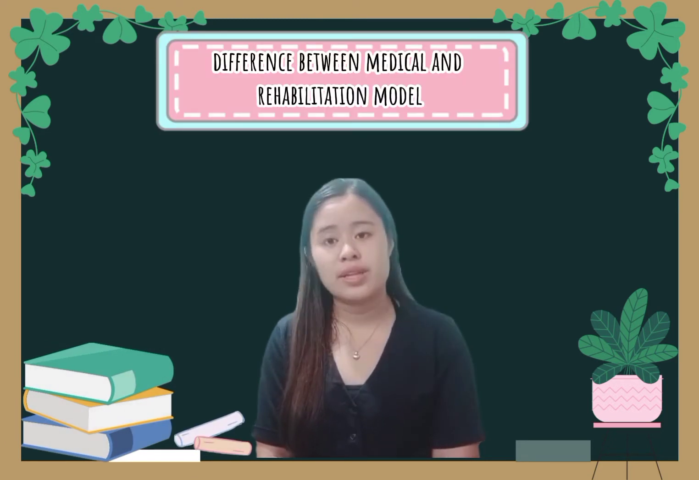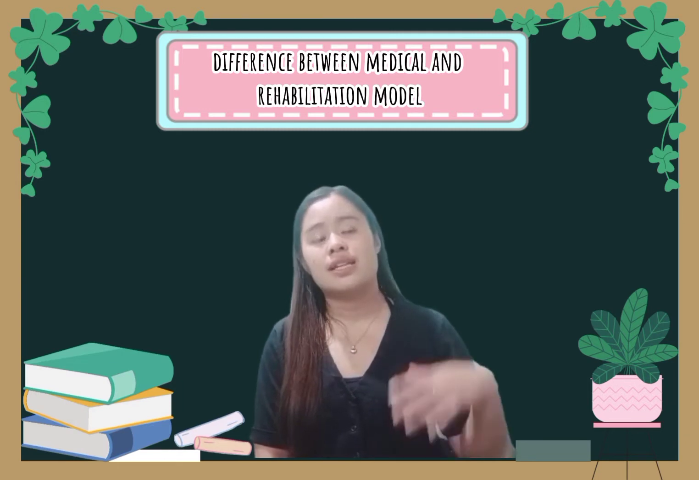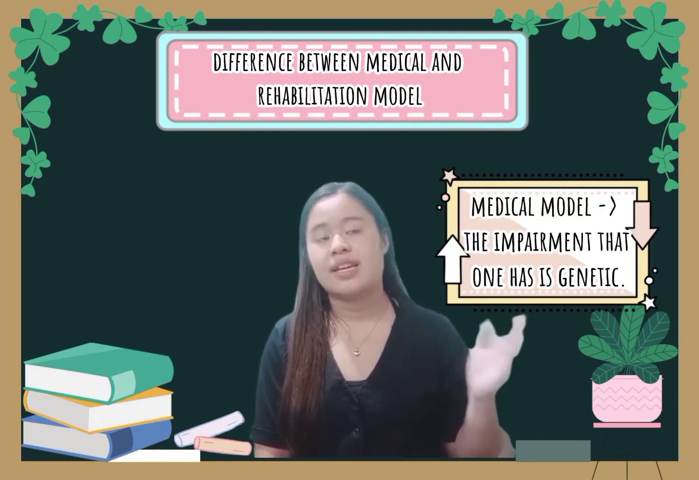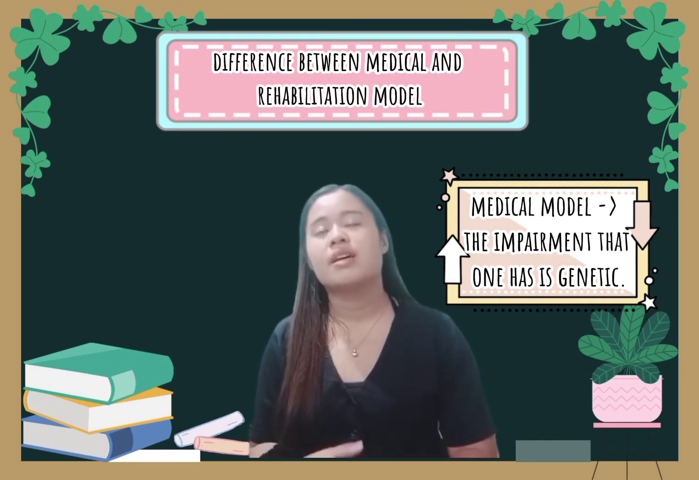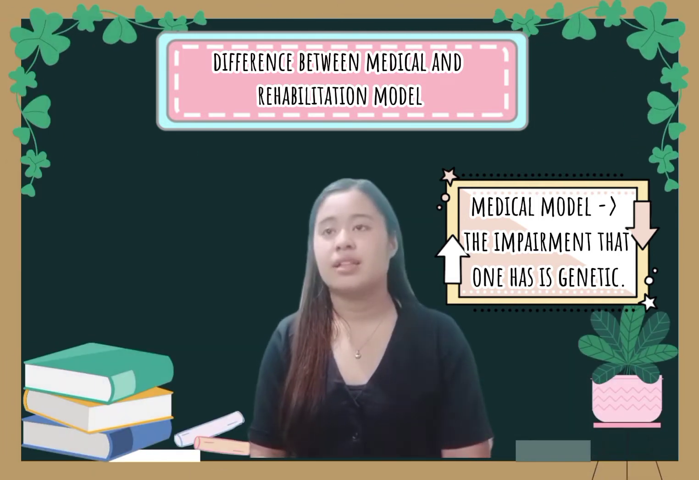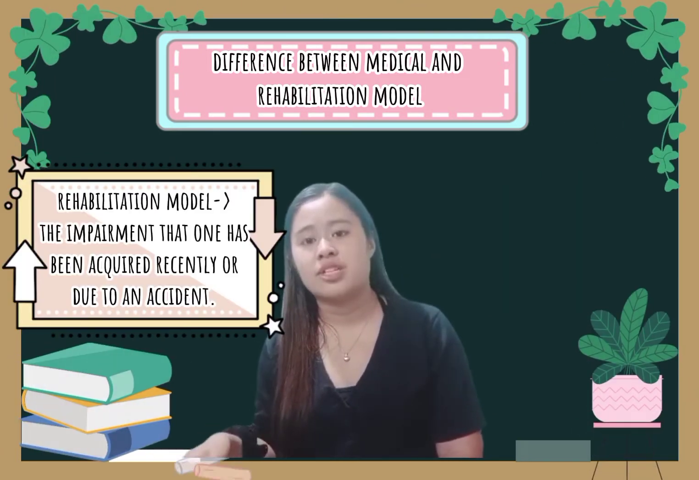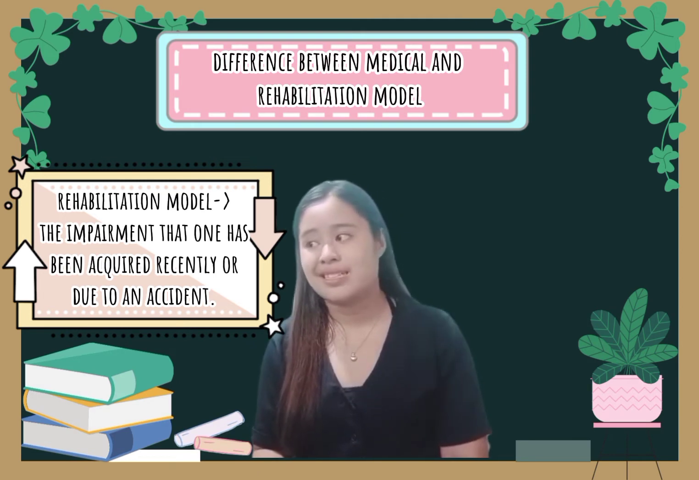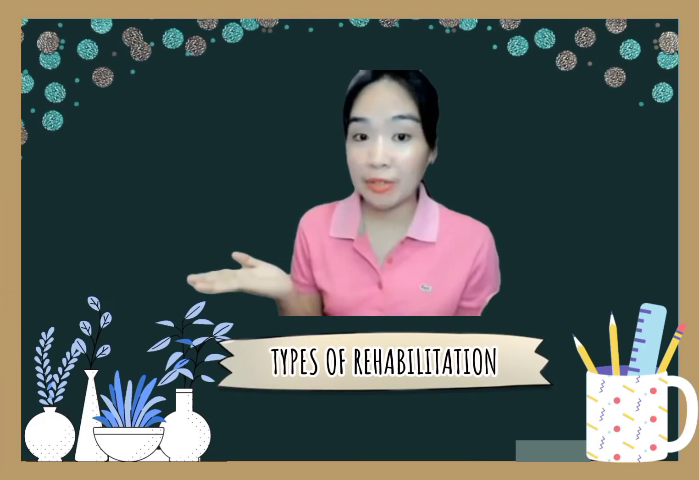And I would also like to add that the difference between the medical and the rehabilitation model is that the impairment that one has in the medical model is genetic or something that has been with them ever since they were born. And the impairment or disability that one has in the rehabilitational model is something that has been acquired recently or due to an accident. Now let's discuss the types of rehabilitation.